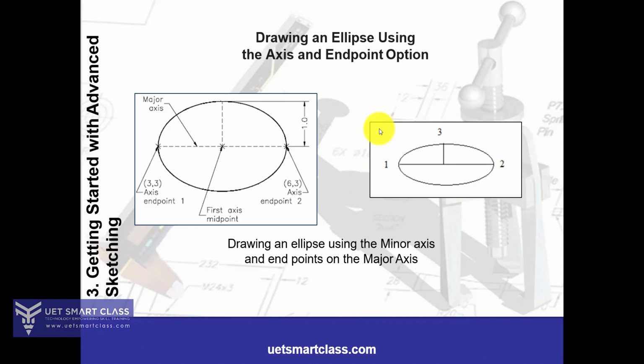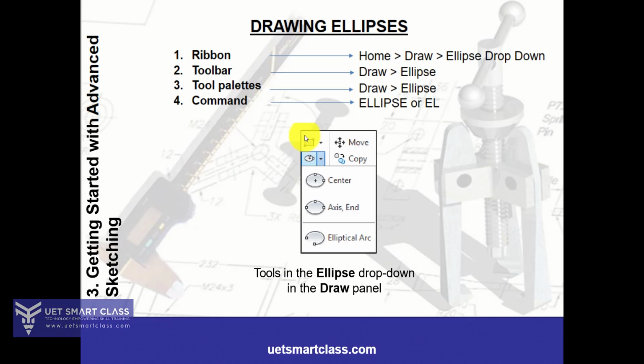I hope you all remember mathematically, an ellipse has two axes, major axis and minor axis. And this is the midpoint. Now, the second option is center. Here I can use the center point of the ellipse and the end point of the ellipse, and then I have to give the third point, which will determine my distance.